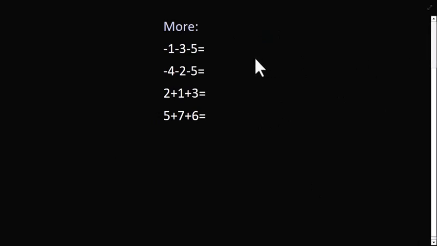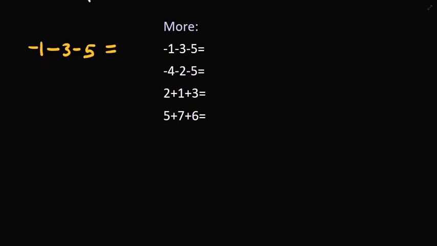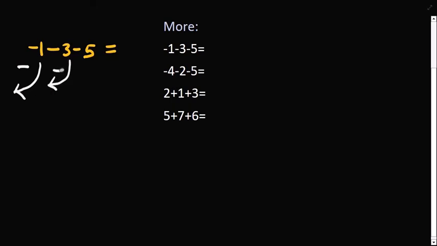Now let's have more examples. The first one says negative 1, negative 3, negative 5. It looks a little bit more confusing, but we can still do this. And how do we do that? By figuring out the sign of every number. What is the sign of 1 here to the left? We have a negative. Sign of 3 here to the left, negative. Sign of 5 here to the left, negative.